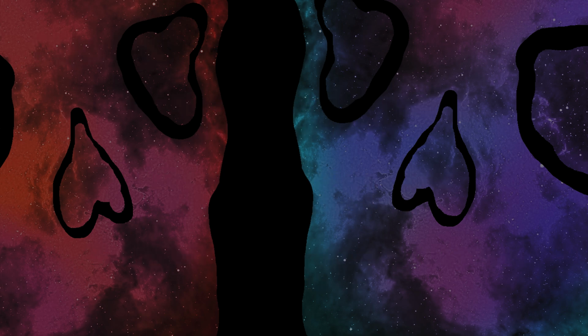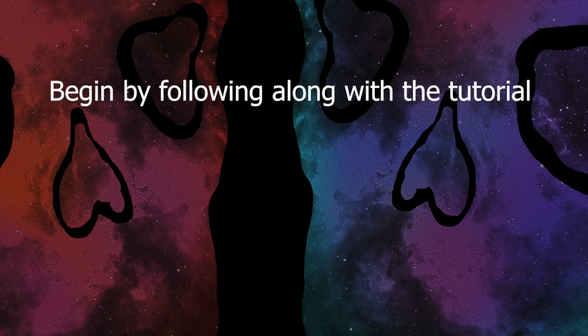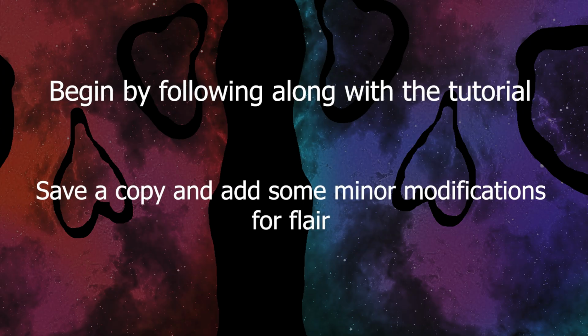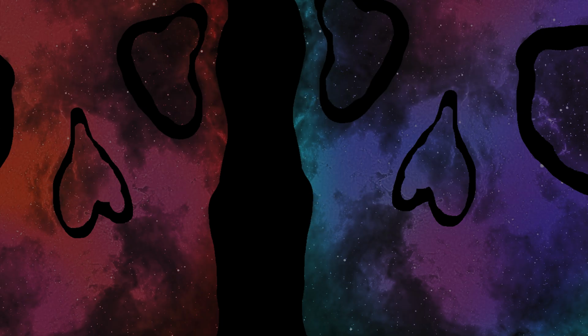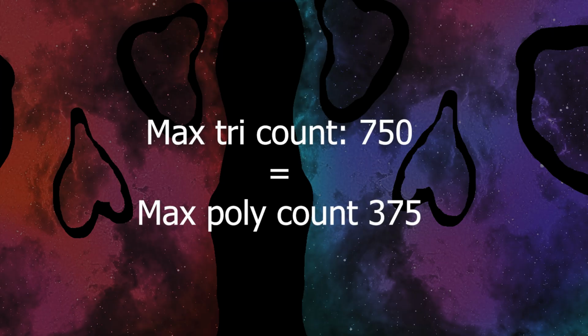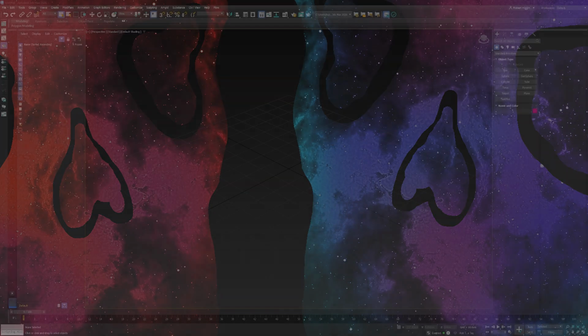Once again, for this video, I'll begin by following along with the guided tutorial to produce the asset. Then I'll save a copy out and move on to adding a little bit extra flair and make some modifications. It's also worth noting that for this model I've got a max tri count of 750, which isn't a lot, but it should be more than enough to get a nice result.